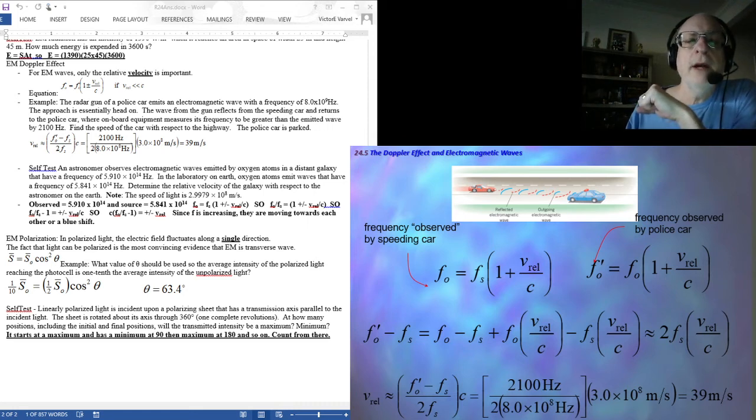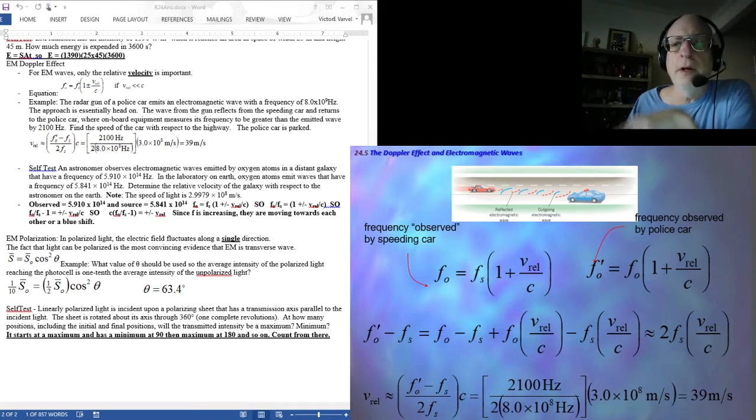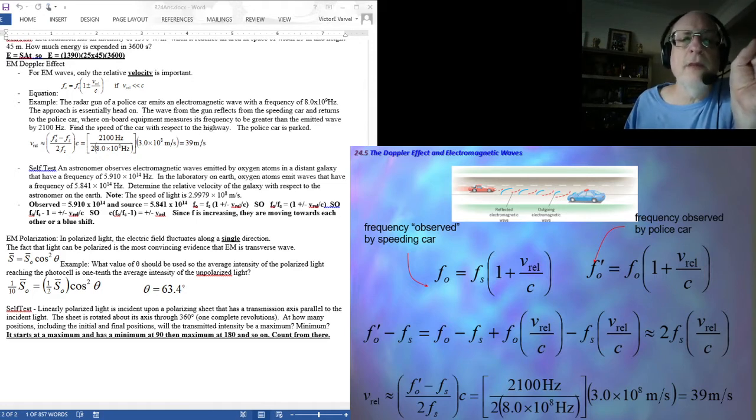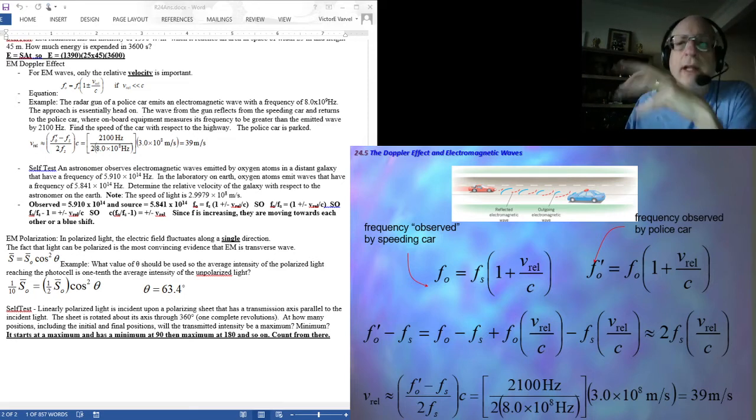In the laboratory on Earth, oxygen atoms emit waves that have a frequency of 5.841 times 10 to the 14th hertz. Even though that's what I'm observing on Earth, that is also what the source would be, because all oxygen atoms, I assume, in the universe are the same. So that 5.841 times 10 to the 14th hertz would be the source frequency. So I know what it should be, and I know what I'm actually reading. And what I'm actually reading is 5.91, but it should be 5.841 times 10 to the 14th.